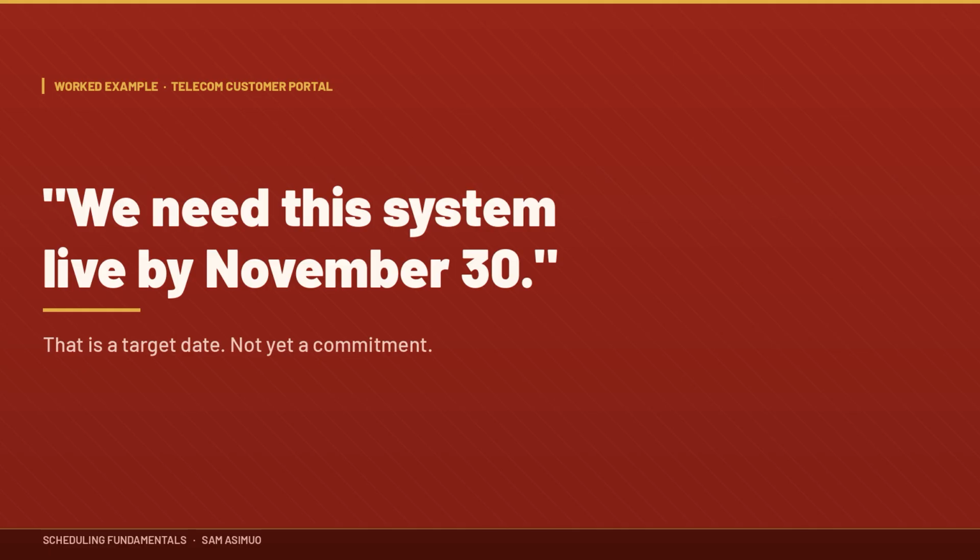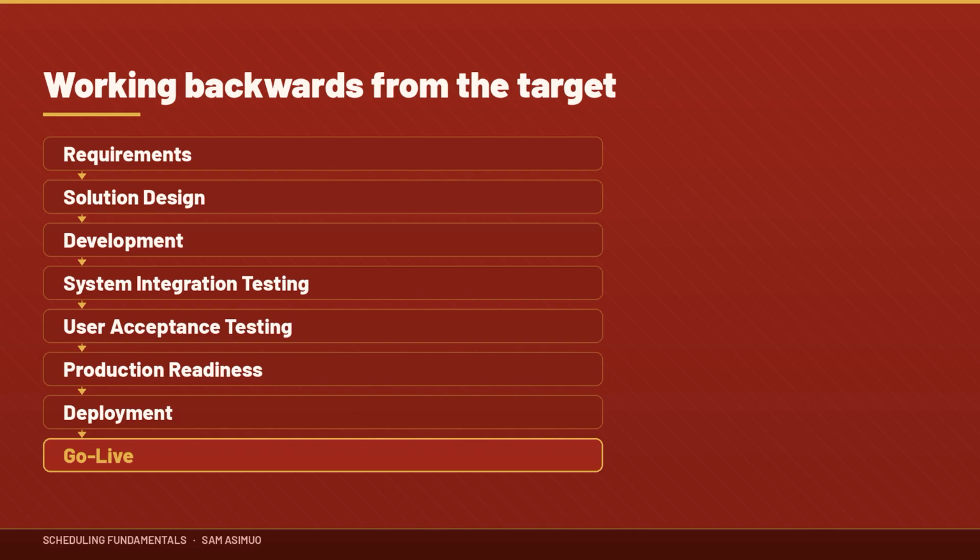Imagine that we are implementing a new customer portal for a telecommunications company. Management says, "Sam, we need this system live by November the 30th." November the 30th is currently a target date. It doesn't automatically mean November the 30th is achievable. As the project manager, I need to work backwards and understand the work required to get there. Requirements, solution design, development, system integration testing, user acceptance testing, production readiness, deployment, go live. Now we are beginning to build a schedule.